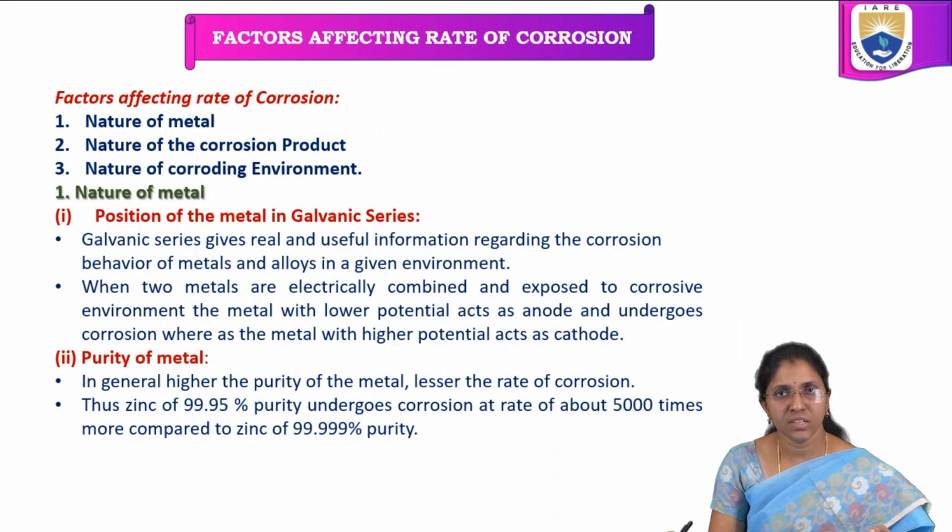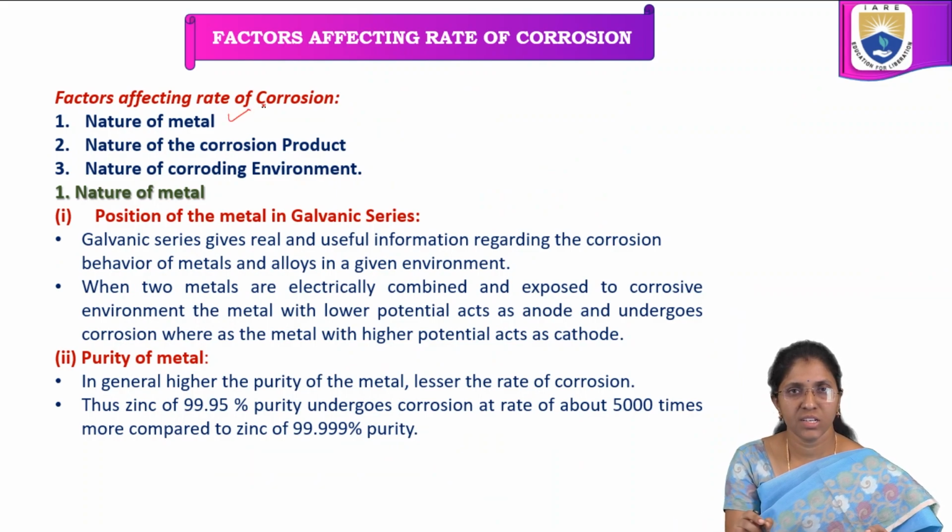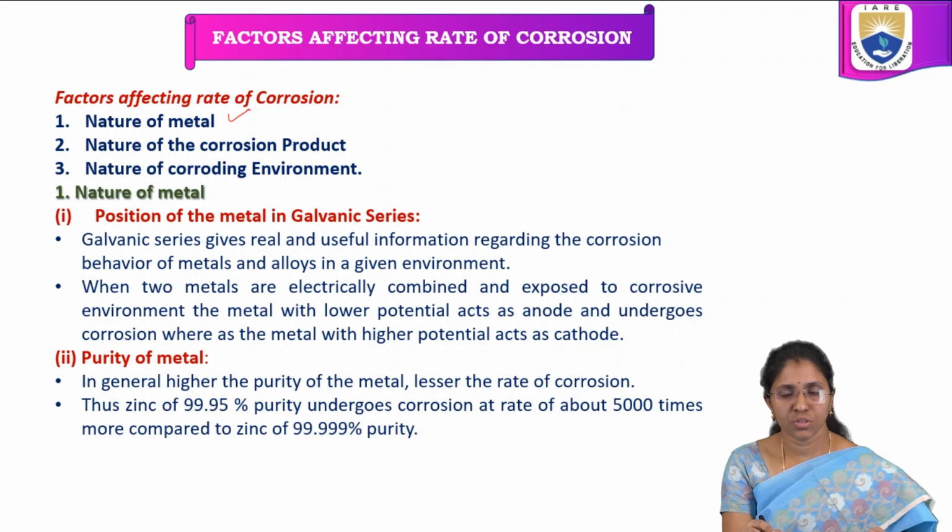So, factors affecting rate of corrosion. The first is nature of the metal, nature of the corrosion product, and nature of the environment. Under nature of the metal, the first factor is the position of the metal in the galvanic series.